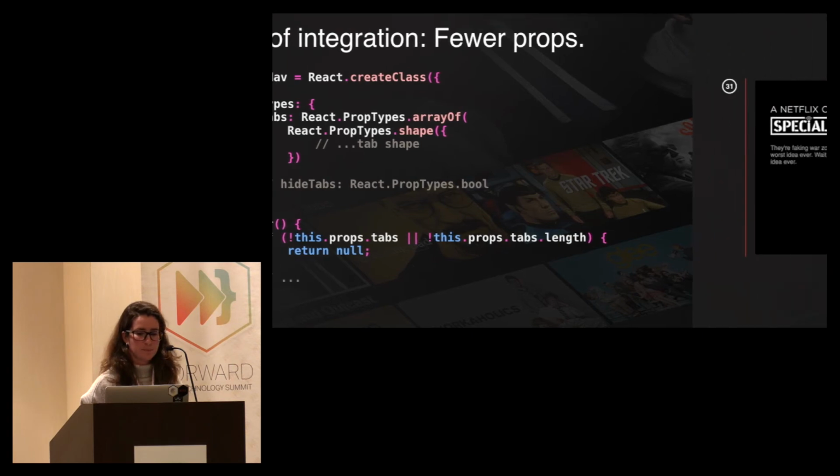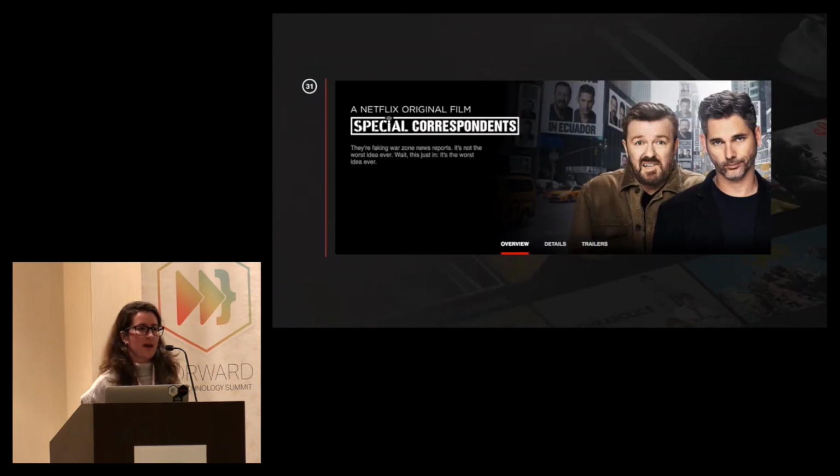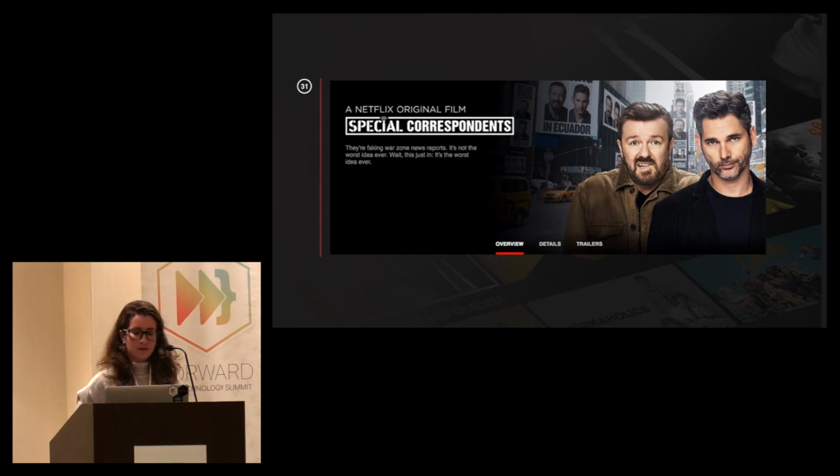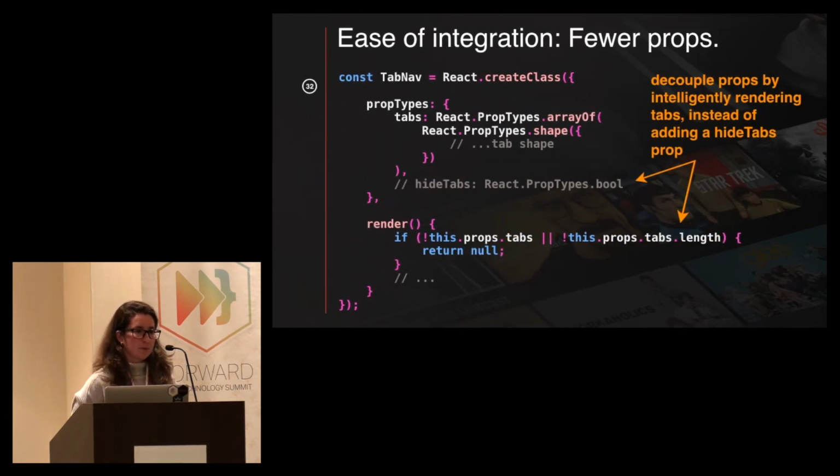So back to our example component, let's say that we don't want to have any tabs. We just want to show the title, the description, and the cover image. I could have added a hide tabs prop that basically overrides the tabs. But instead, I think the reusable UI component should take the responsibility of rendering the tabs intelligently. So if I have no tabs passed in, or if I have an empty array, I'm just going to return null. I'm just not going to render anything.